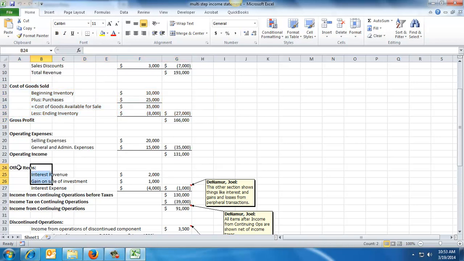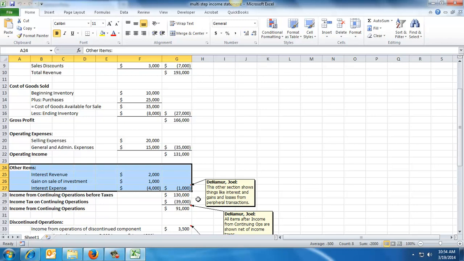The next section then is what I call our other items. Now these show things like interest and gains and losses from peripheral transactions. Now what this means is these are things that we're not in the day-to-day business of doing. We're not in the business of making interest or selling investments. We're in the business of making X product or Y product, whatever that is, and selling it. So this is still revenue, these are still gains and expenses, but it's not what we're in the business of doing, so we put it down here in this other section.